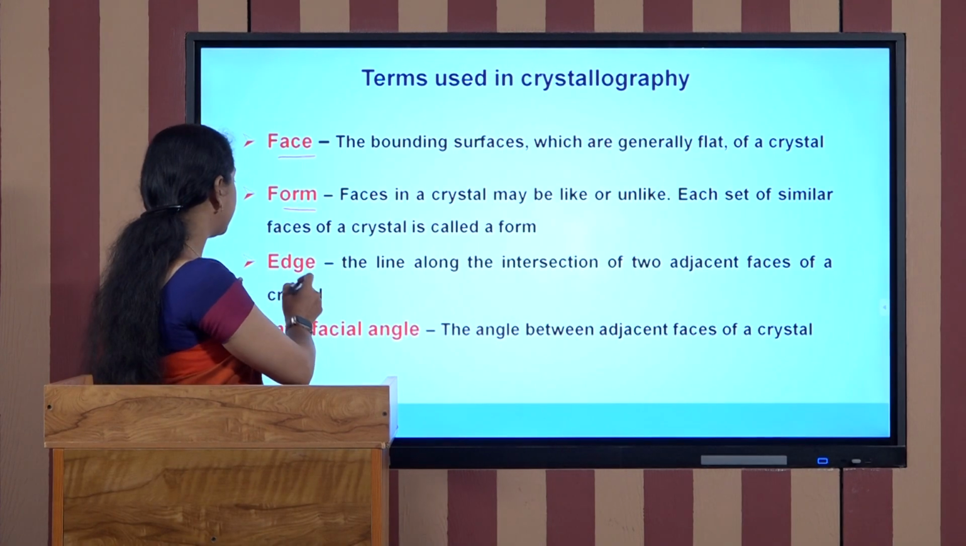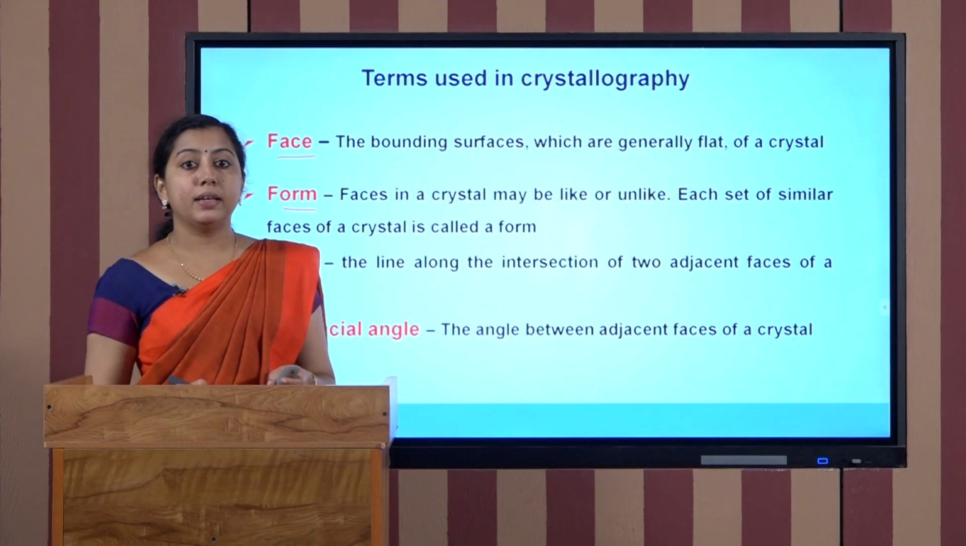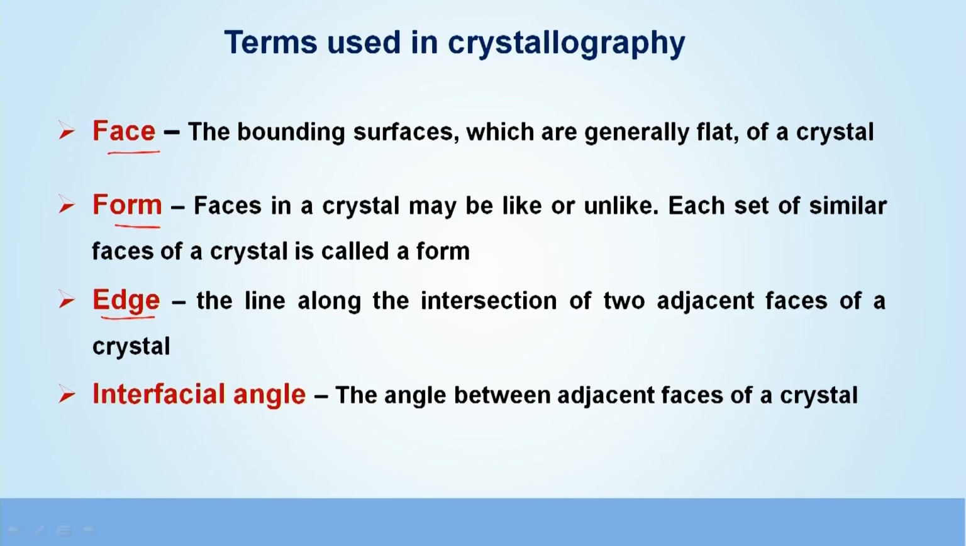The next one is the edge of a crystal. The line along the intersection of the two adjacent faces of a crystal is referred to as the edge of the crystal. And the last one is the interfacial angle. Interfacial angle refers to the angle between adjacent faces of a crystal.